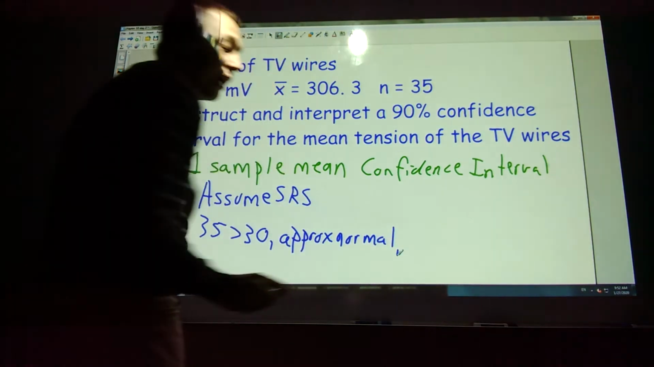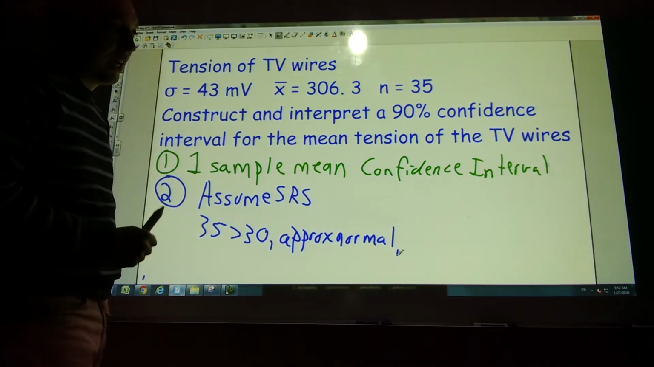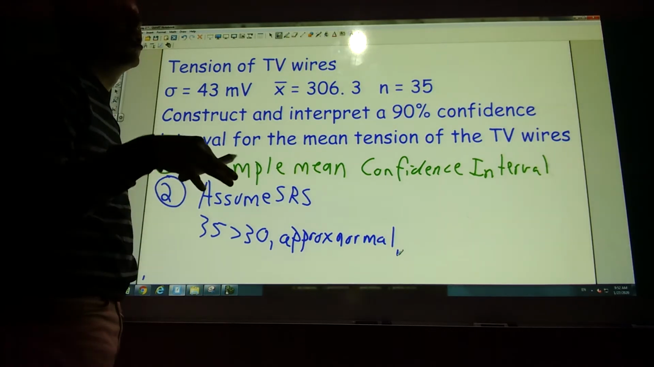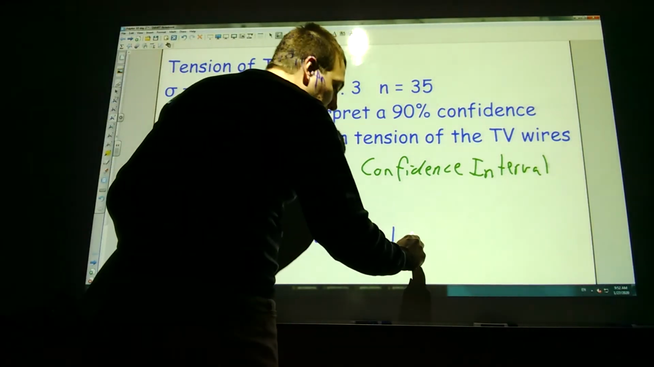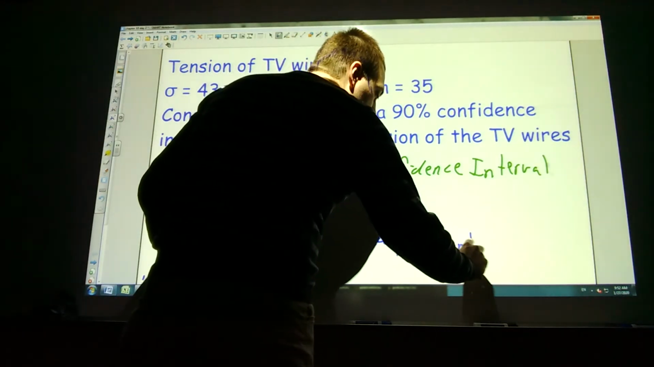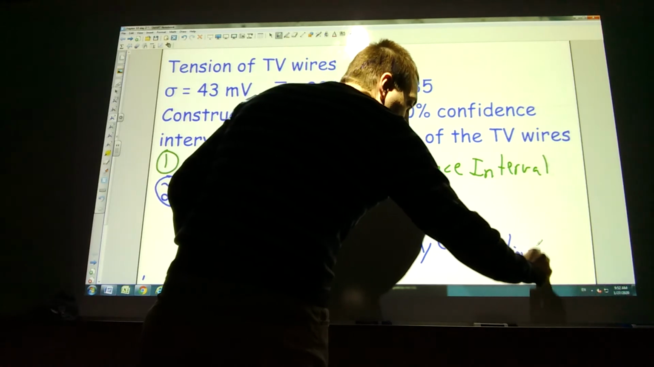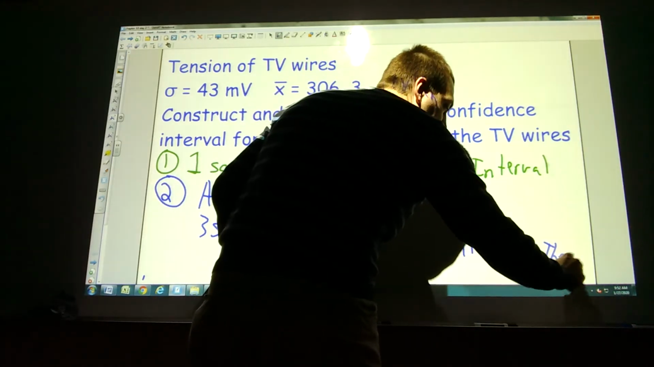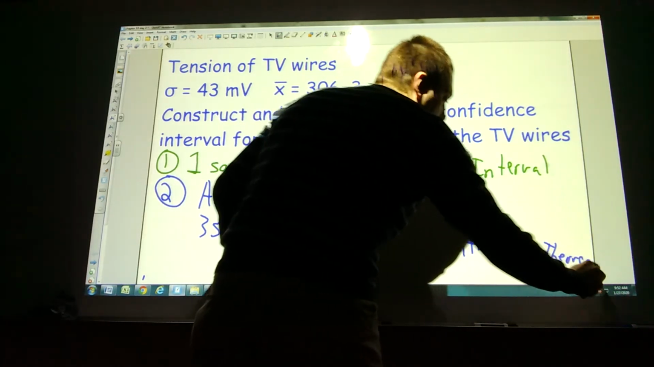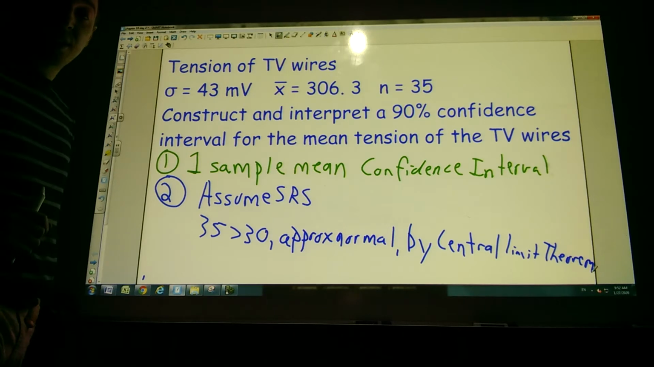And you need to write out central limit theorem. Some people on the test did not do that and put CLT. That is wrong. We have to write it out. So by the central limit theorem. I don't care on homework or notes that you put CLT, but this is what you need. So this is half of it.